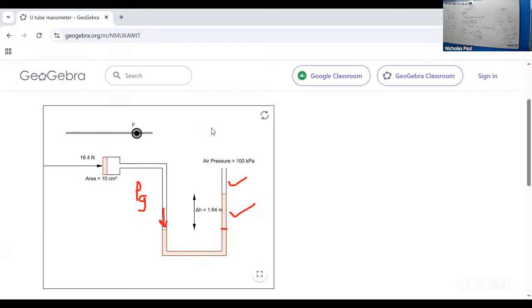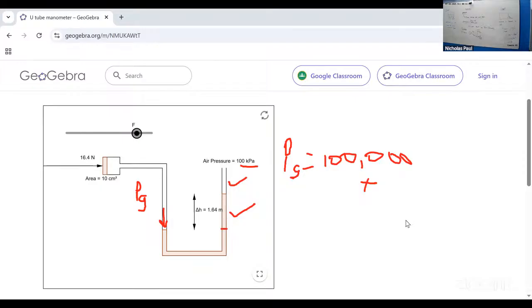Doesn't give it up. So how would I find the pressure of the gas? Here's how the manometer works. Well, I know that the pressure of the atmosphere is 100 kilo. Kilo means 1,000. So it's 100,000 pascals. That's the atmosphere. And I have to add it to the pressure of a liquid.